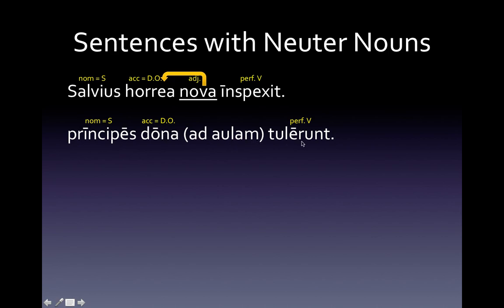Here we've got a prep phrase. Here we have our verb. So the chiefs brought gifts to the palace.